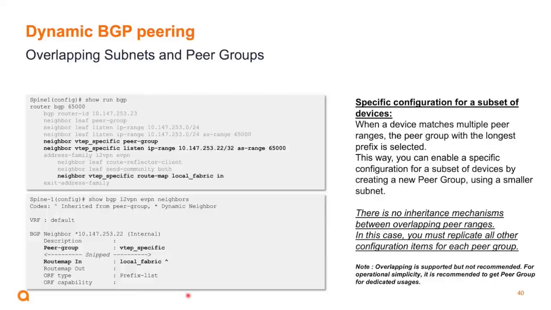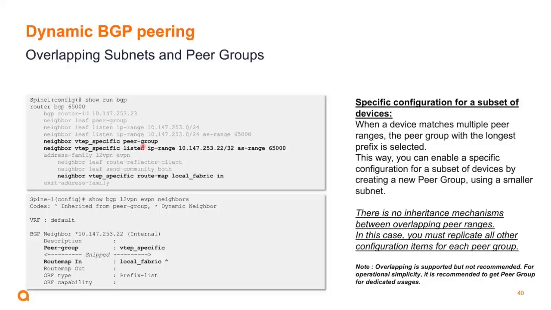As you can see in this example on the left, we have two peer groups, one initially listening to the /24, and we have another dynamic peer group just listening to a /32. So it's listening to a given, specific peer. And so using this configuration, you can see here that the incoming connection from this device will be accepted, and this peer will be put into the VTEP-specific peer group, because we have accepted it using the fact that this peer group has the longest IP prefix.